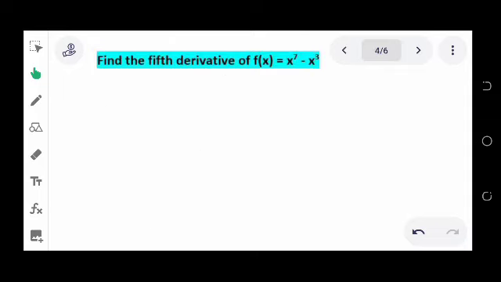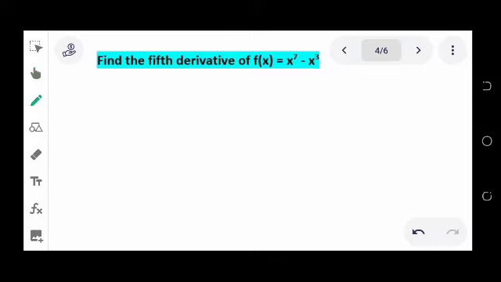Next example, you have find the fifth derivative of x to the seventh minus x cubed. Now, notice that this is the fifth derivative and you only have x cubed. So the second term has an exponent which is lesser than the derivative that we are looking for. So obviously, x cubed will be gone when we will be looking for the fifth derivative. So for the fifth derivative, we only have to consider x to the seventh.